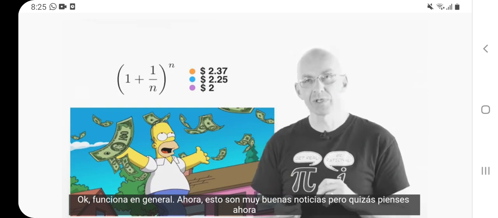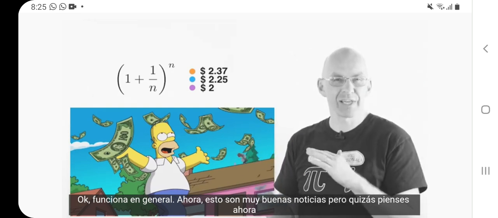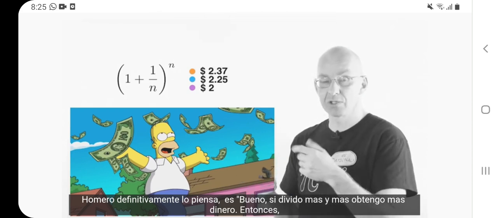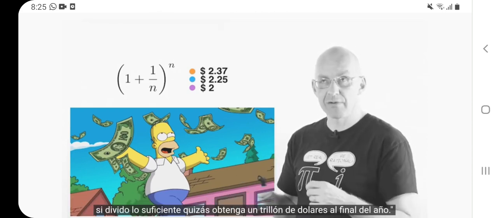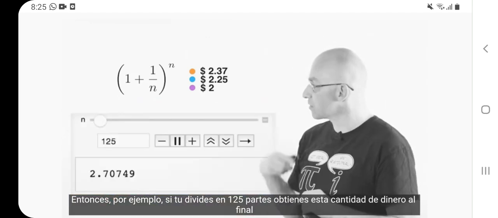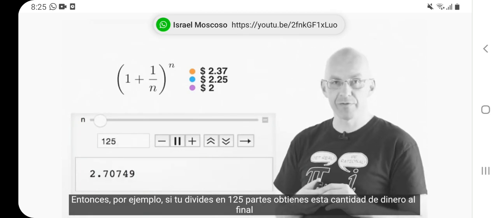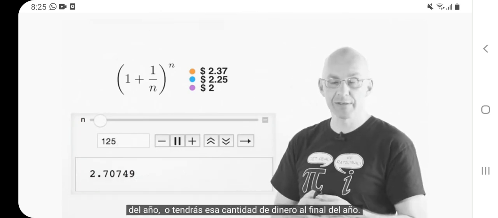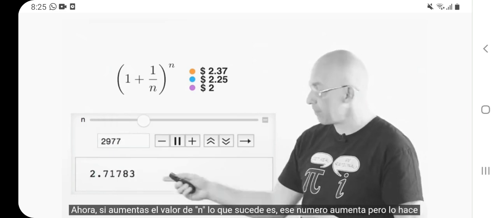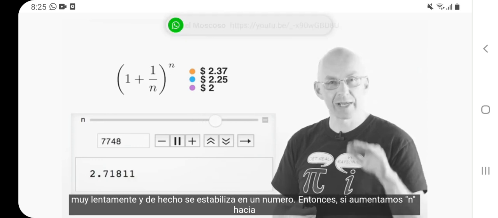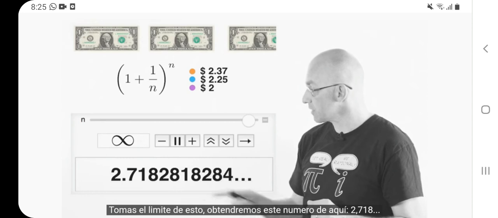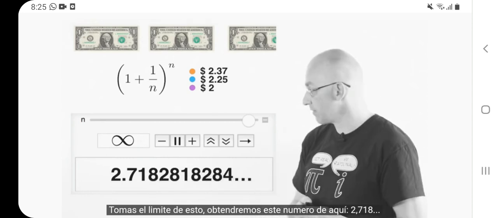Now, this is really good news, but maybe you think, and Homer definitely thinks, well, I divide more and more, and I get more and more money, so if I just divide enough, maybe I get $1 trillion at the end of the year. Sadly, that doesn't work. For example, if you divide into 125 parts, you get that much money at the end of the year. If you crank up the n, that number goes up, but very slowly, and actually settles down to a number. So if we push the whole thing to infinity, we take the limit of this, we get this number here, $2.718.